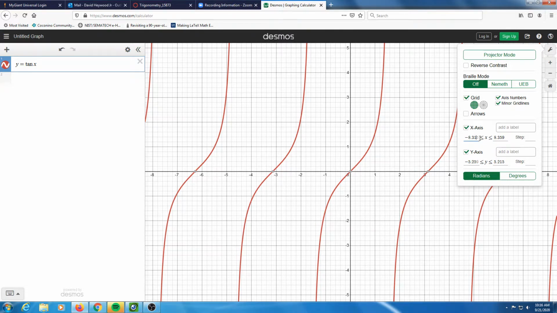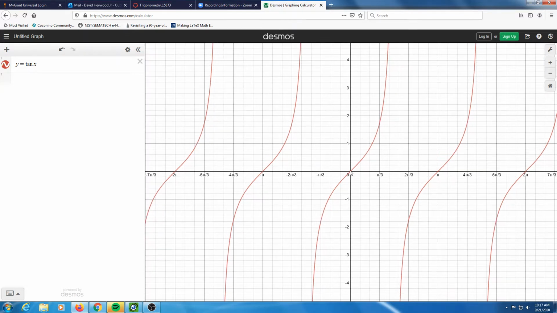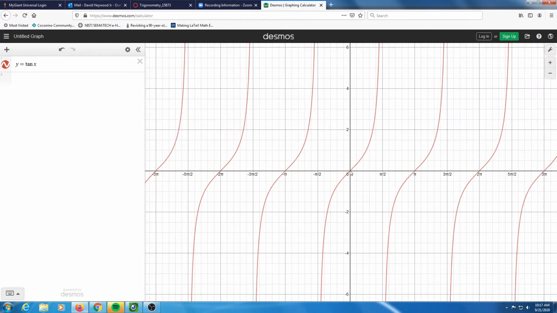Let me change the x-axis so that you can see a little better. I'm going to change the x-axis so that the step is pi. There you go. So you can see now that you've got these vertical asymptotes at negative pi over 2 and pi over 2 and 3 pi over 2 and so forth. And that should make sense to you because we know that the tangent function is undefined at those locations, right?